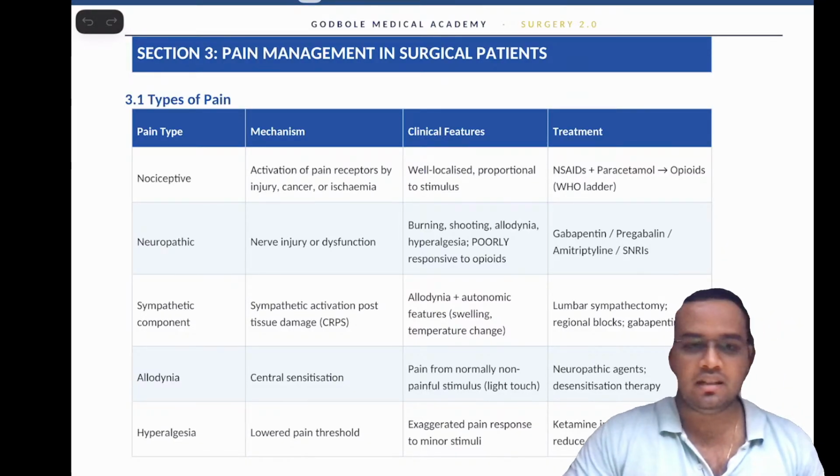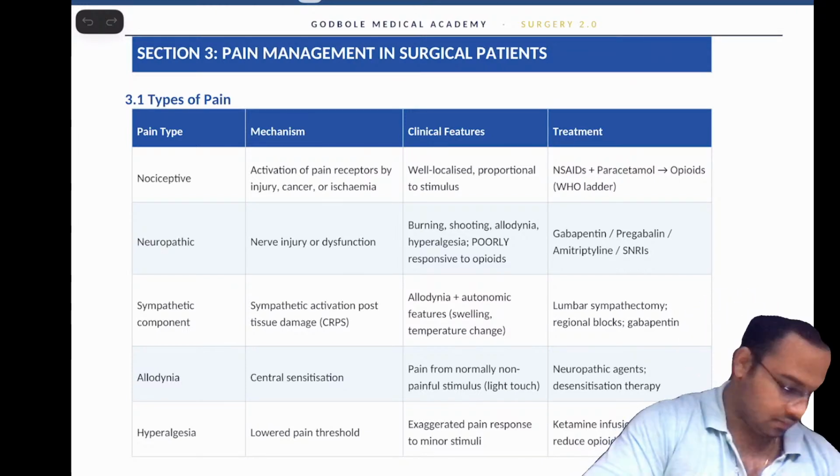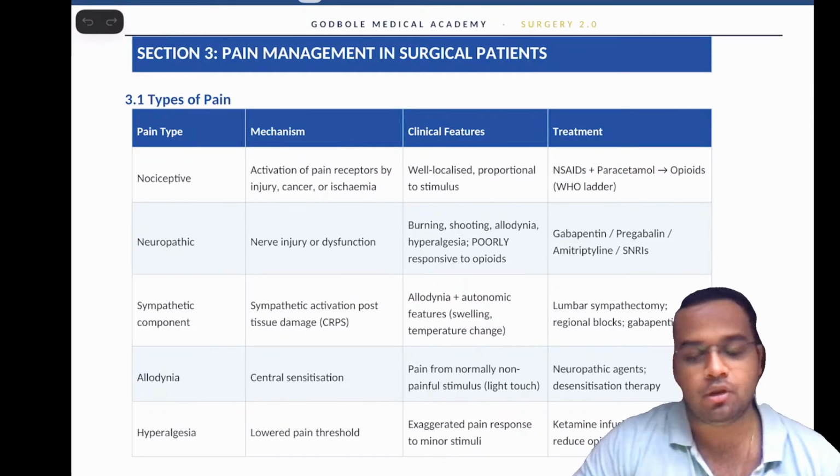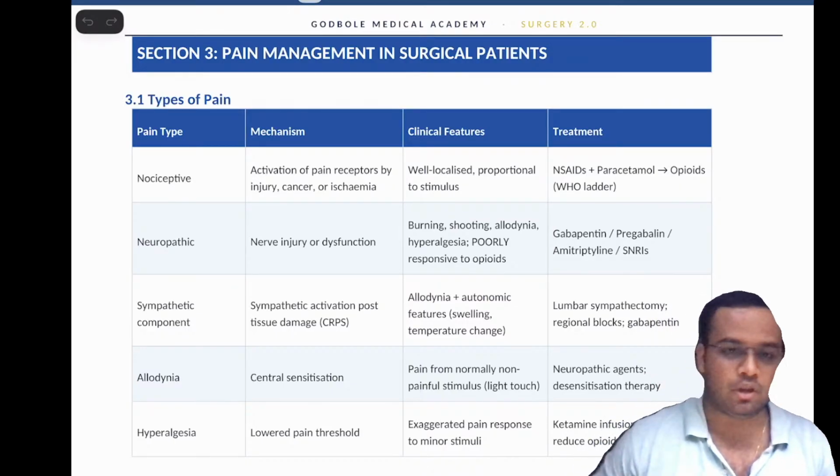So, we will begin talking about pain management. Talking about pain in surgery, all the patients who are undergoing any surgery are going to have some amount of pain.